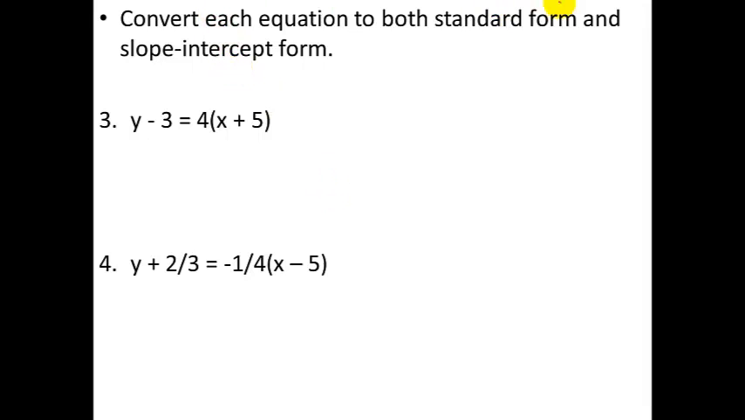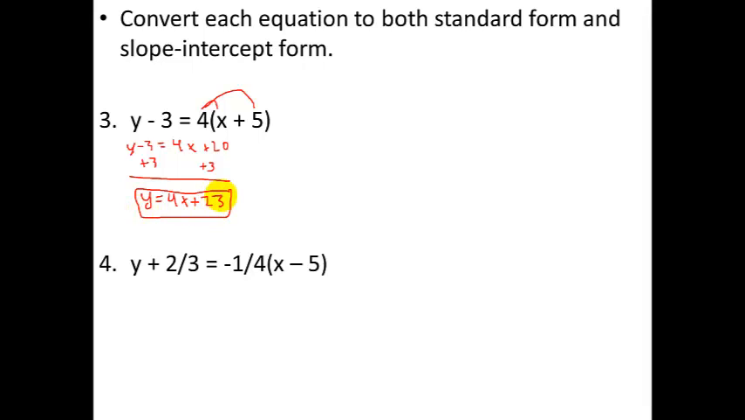Convert each equation to standard form and slope-intercept form. So the first one, let's try converting to slope-intercept form. So I'm going to distribute, and I'll get y minus 3 equals 4x plus 20, and then I'll add 3 to both sides. And so my equation is y equals 4x plus 23. So this is the answer in slope-intercept form. The slope is 4, which we already knew because the 4 is right here, and the intercept is positive 23.